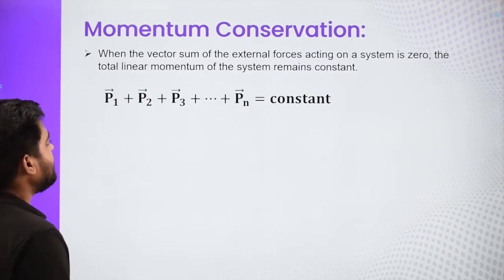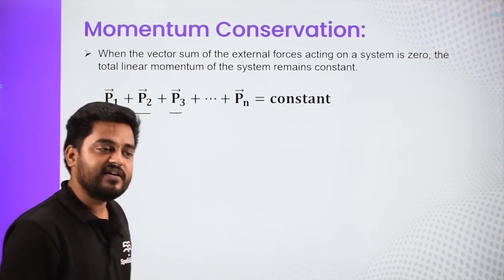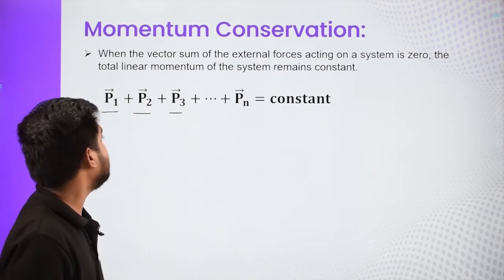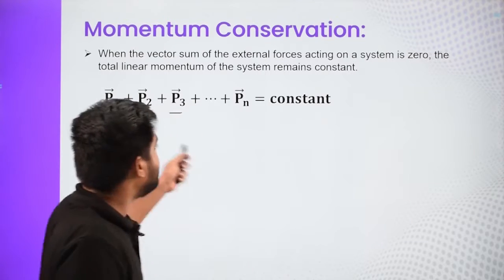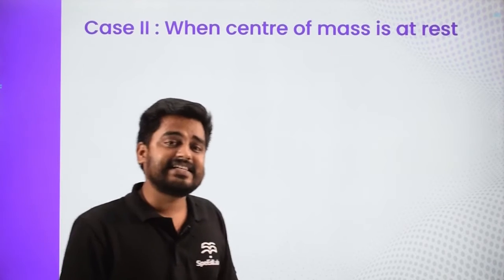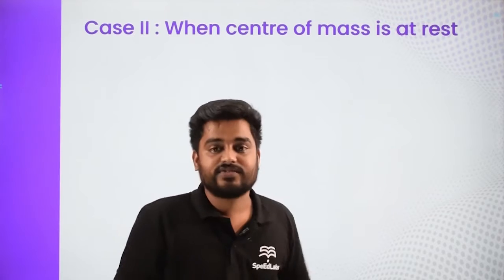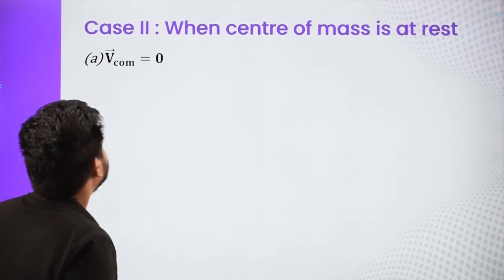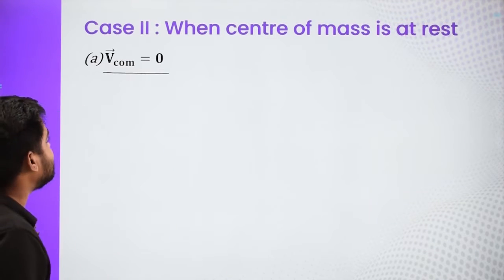Now, how do you write total linear momentum? You find the linear momentum of individual particles, and since it is a vector quantity, you do the vector addition of all the linear momenta, and that should remain a constant. So now, let us discuss this. This is our case 2. When center of mass is at rest, what if your F external is 0 and center of mass is at rest? If your center of mass is at rest, means the velocity of center of mass is 0.